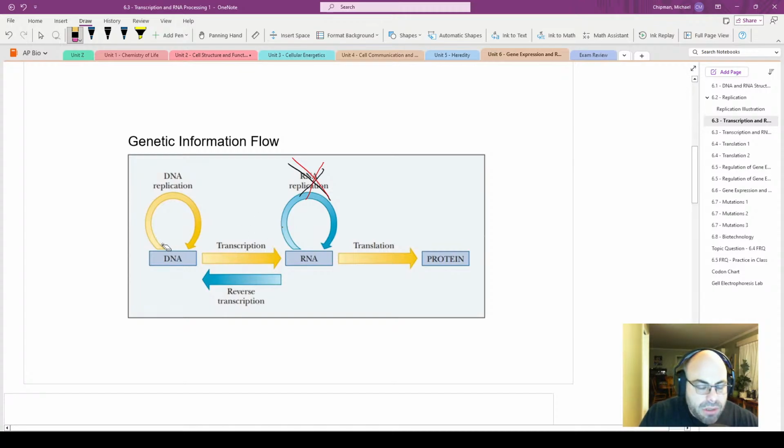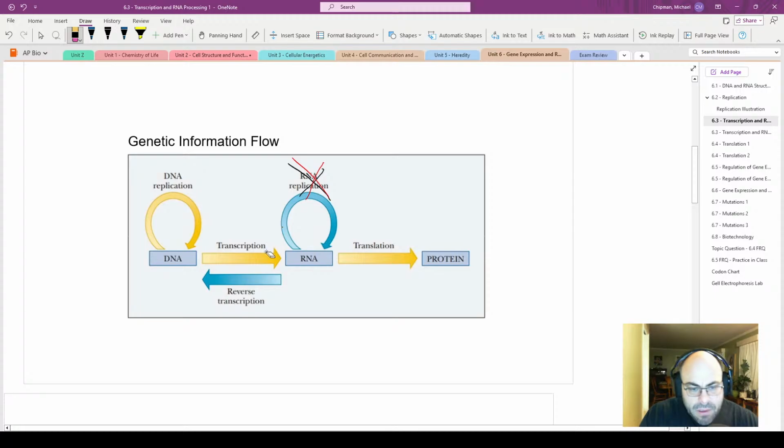All right, transcription is going from DNA to RNA. That does not mean that you're converting DNA to RNA. That means that you're reading the DNA, and from that DNA, you're creating a complementary RNA. Yeah, ecology, not hard. Most of it you had in like 7th grade.